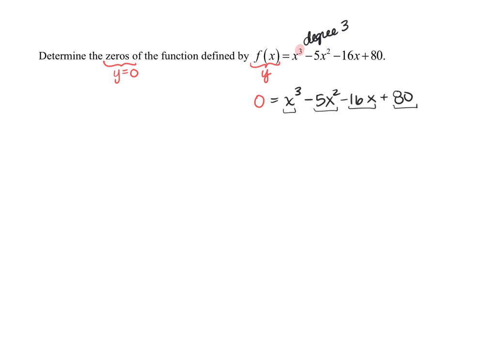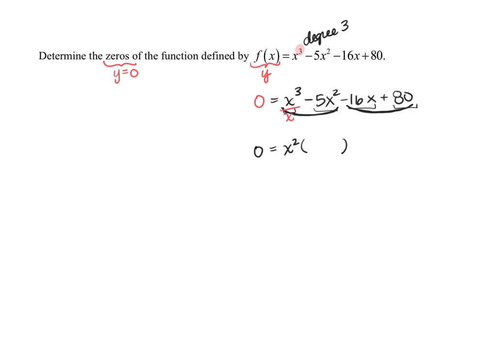So we're going to be grouping the first 2 terms together. So these first 2 terms and then grouping the last 2 terms together. And we're basically looking for a greatest common factor. So in the first 2 terms, our greatest common factor will be an x squared. So we're going to factor out an x squared from the first 2 terms.